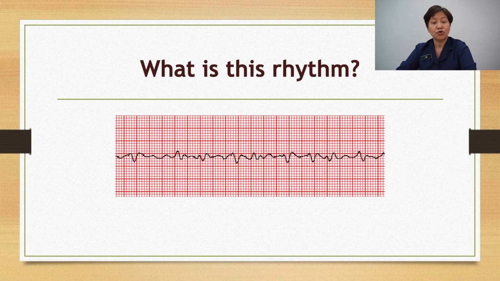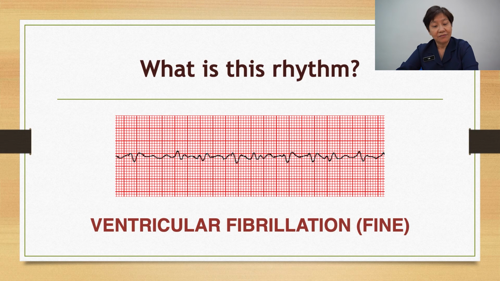Next, this is what we show you, fine VF. We can have coarse VF, we can have fine VF. If you are acting so slow, of course, from coarse VF you will slowly go to fine VF if you took 10 minutes to defib the patient. Therefore, defibrillation has to be fast and it will revert quite fast if you can act fast.